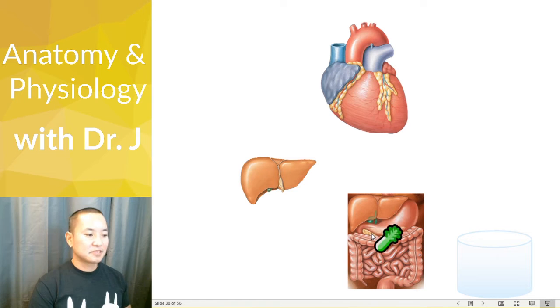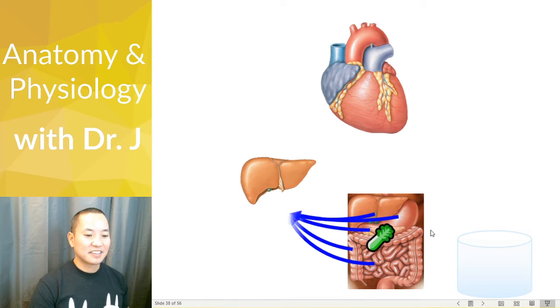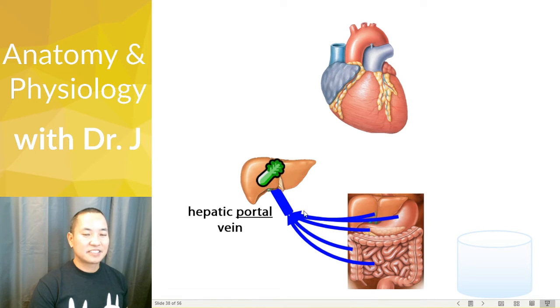Now, what happens here? So here's our asparagus stalk. What's it going to do? All the compounds from asparagus are being absorbed into your GI tract. So now all these veins eventually drain into the hepatic portal vein, going to your liver.